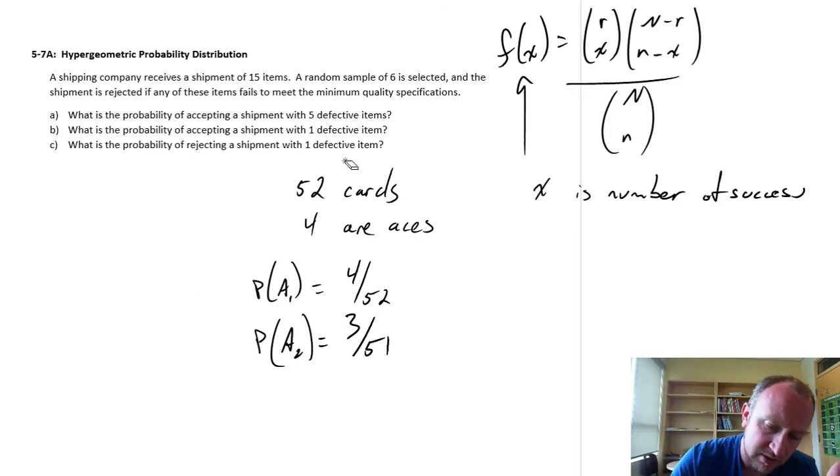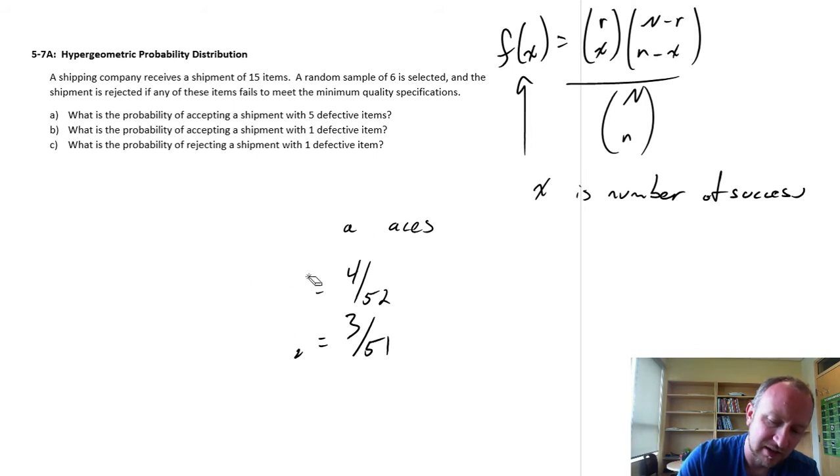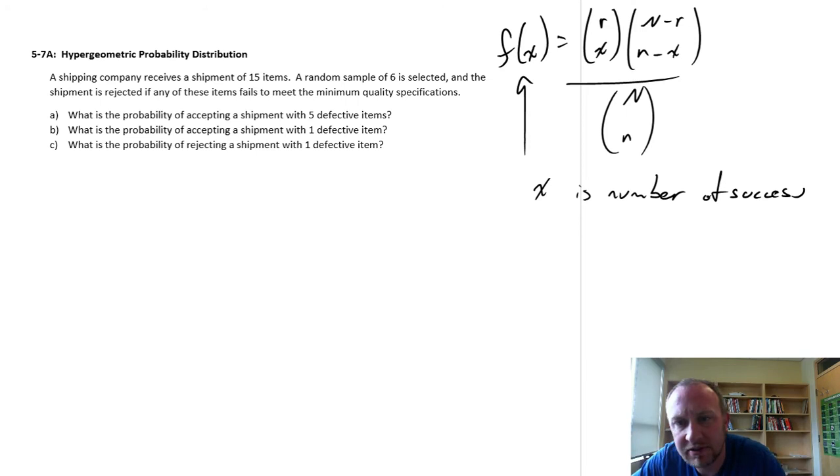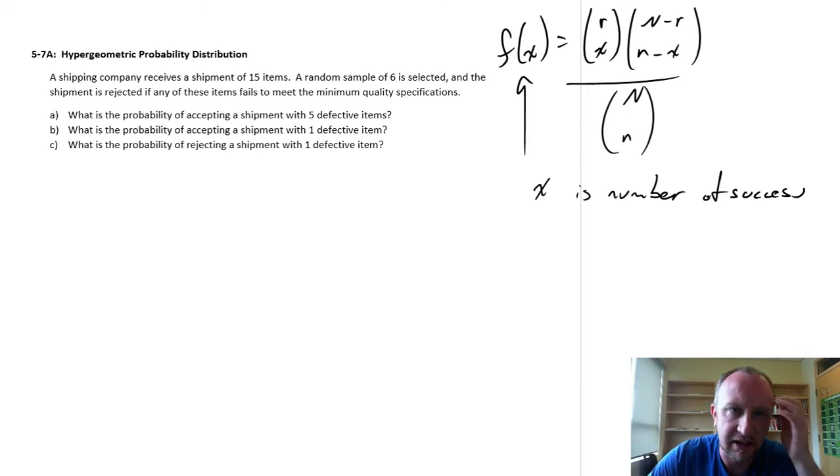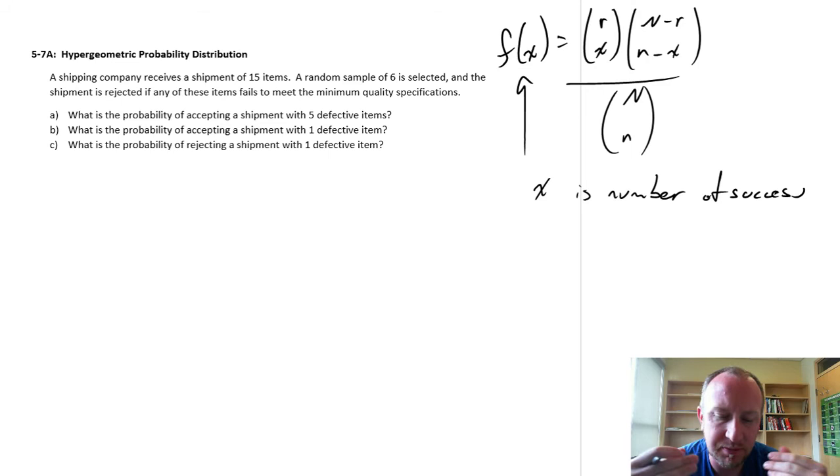Now, I'm going to do an easier example. Well, maybe easier, depending on how you see it. A little bit easier example first, and then we'll come back and do another exercise using a deck of cards in exercise 5.7b. So for now, let's just look at this shipping company one. A shipping company receives a shipment of 15 items. A random sample of 6 is selected, and we reject this shipment if any of these items fail to meet minimum quality requirements. Okay, so what do we have?